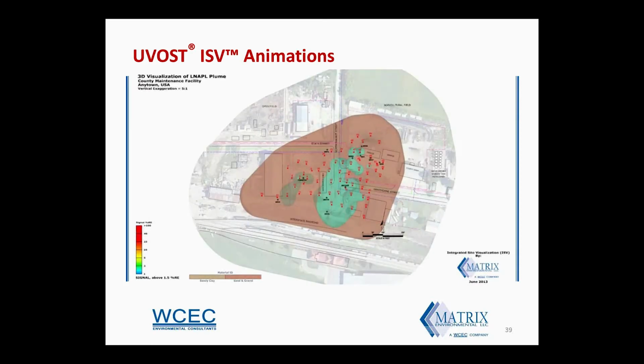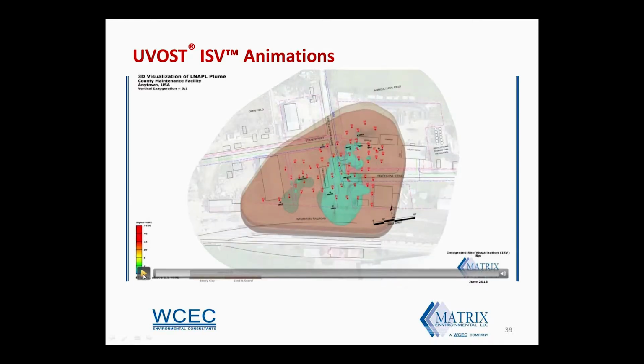You're going to see we've got, I'll pause for a second. You can see we have now a 3D plume shell that is projected into the subsurface. We have aerial photograph, we have AutoCAD features that are all geo-referenced. You can see we've got utility corridors, property boundaries, things of that nature that are relevant to the decision process that's going to be made at this site.